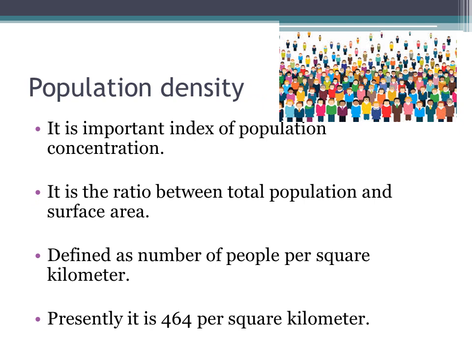Now comes the population density. Population density is an important index of population concentration. It is the ratio between the total population and the surface area and is defined as the number of people per square kilometer. Presently, the population density of India is 464 per square kilometer. That means in every square kilometer we have 464 people residing.